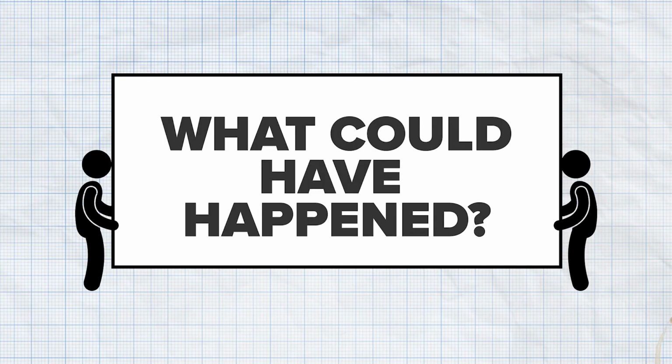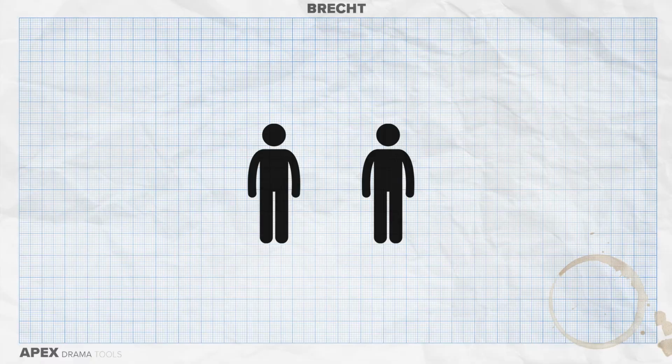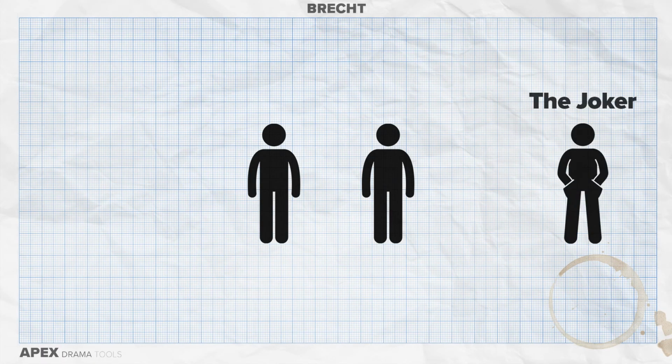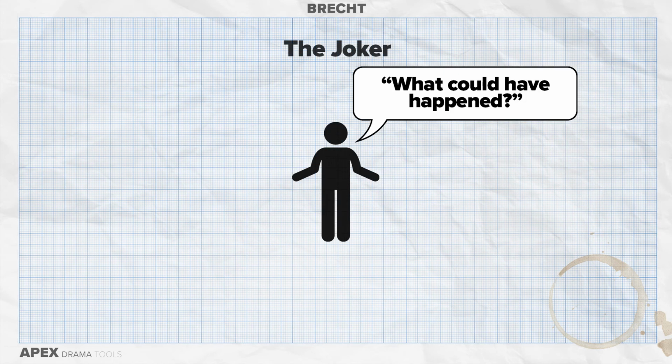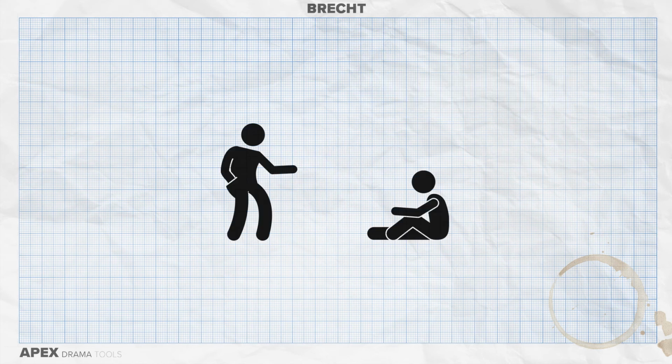What could have happened? This exercise is tapping into the world of forum theatre, but it also illuminates Brecht's idea of the possibility of alternative choices in the world. Play a scene between two characters and have a third actor as a joker. When the characters make a decision in the scene, the joker can clap and the scene will freeze. The joker then asks, "What could have happened?" And the two actors need to improvise the alternative scenario if the character or characters had made a different choice.